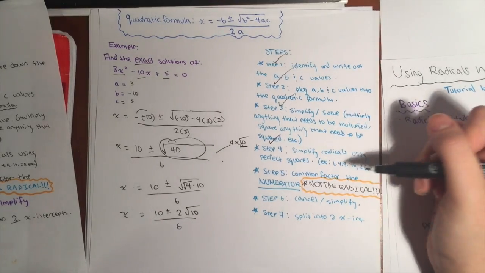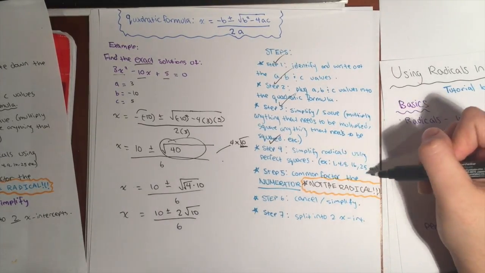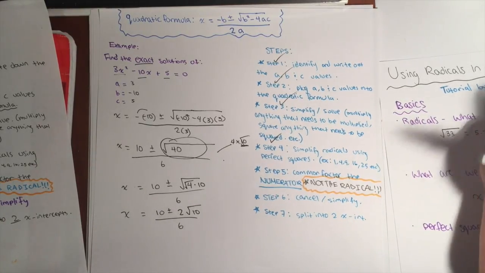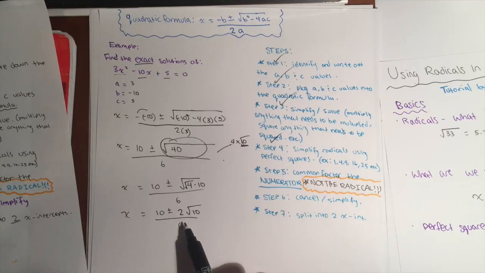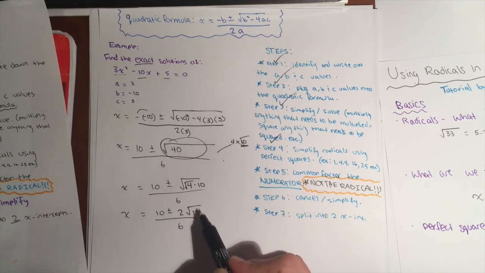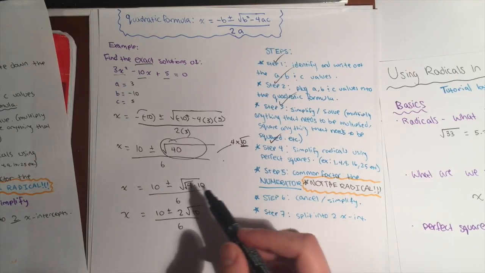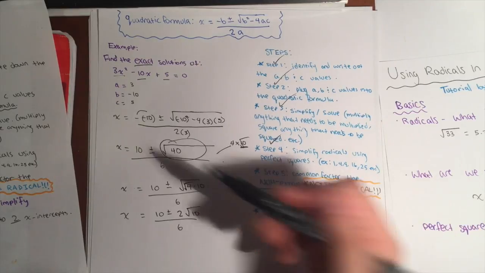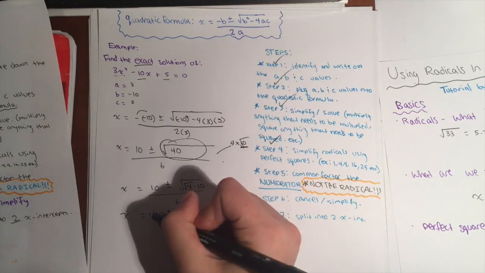Step 5 is to common factor the numerator. I cannot stress this enough: you will not common factor the radical. This is a very common area of mistakes. Make sure you common factor the numerator, everything except what's under the root. I see 10 and 2, and I immediately think 2 is a common multiple of these, so I'm going to take out a 2.